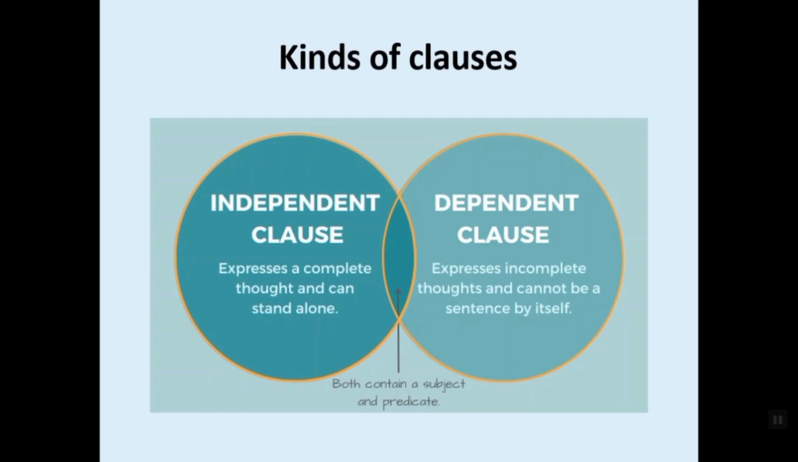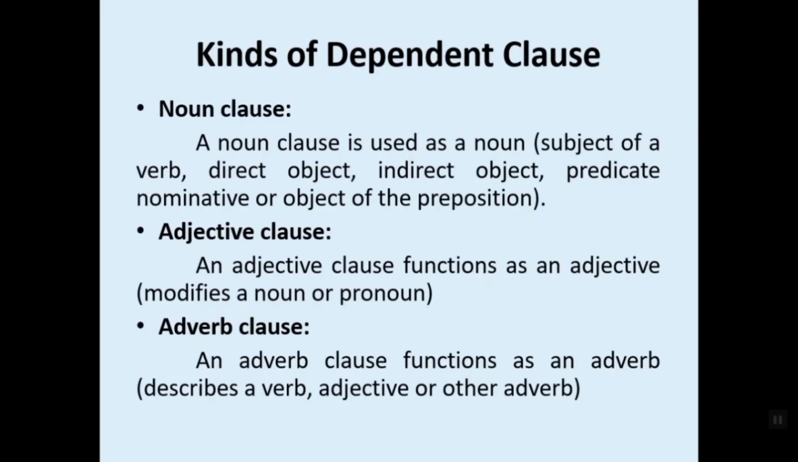The main difference between independent and dependent clauses is that the independent clause expresses a complete thought and can stand alone, while the dependent clause expresses an incomplete thought and cannot stand alone, while they have a subject and predicate in common.